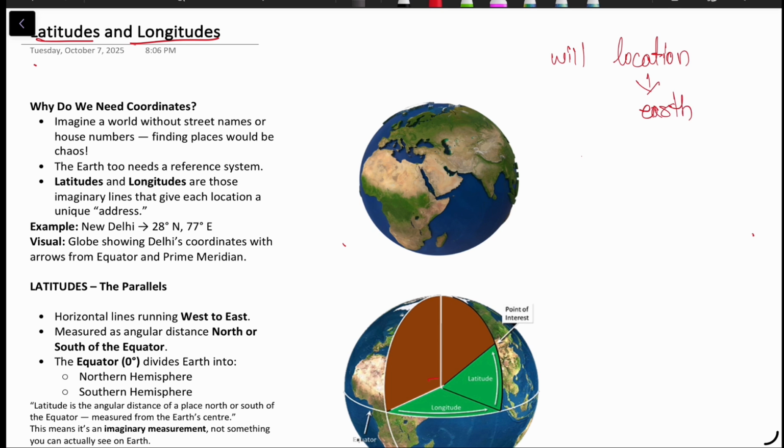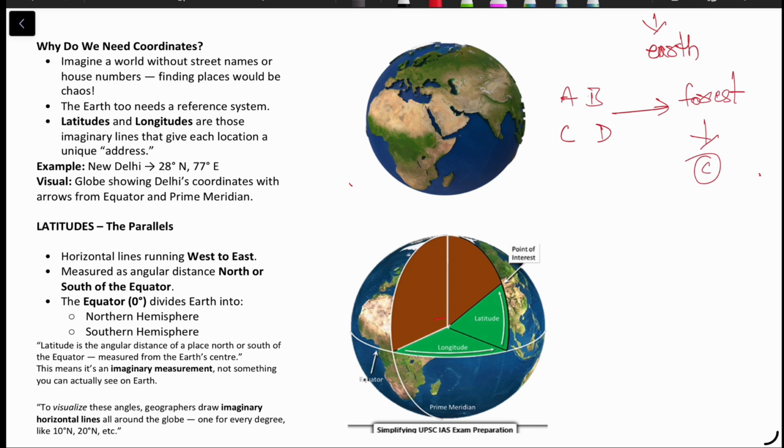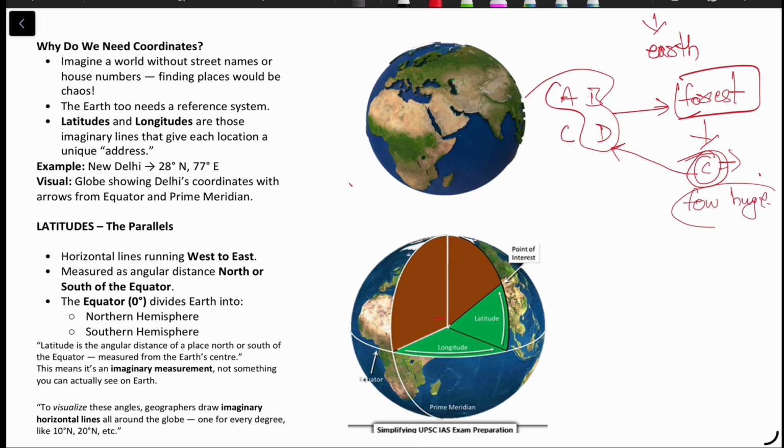Suppose A, B, C and D went to the forest for tourism purposes, and one of the friends has lost his way and the remaining three friends are searching for him. All that C can say to A, B and D is that he is surrounded by only a few huge trees. So is it helpful for A, B, D to find the location of C? It's very difficult, right? Because in a forest there are so many big trees.